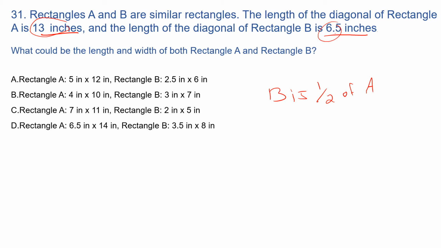So let's see which one matches. Let's look at A. It says rectangle A is 5 by 12 and rectangle B is 2.5 by 6. So, okay, rectangle B is half. So 2.5 is half of 5 and 6 is half of 12. So my answer is there. The rest of them do not fit. 3 is not half of 4. 2 is not half of 7. And so that is my answer. That rectangle is half, or the dimensions are half.